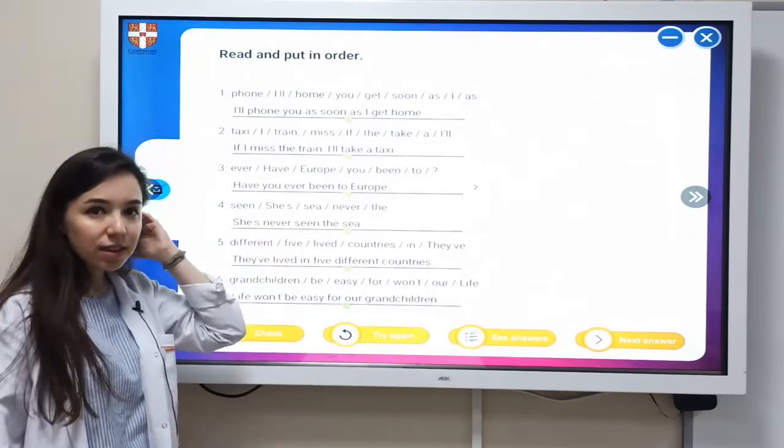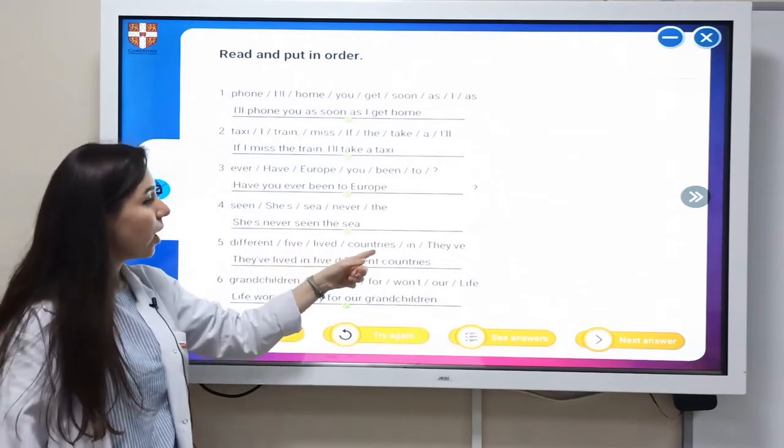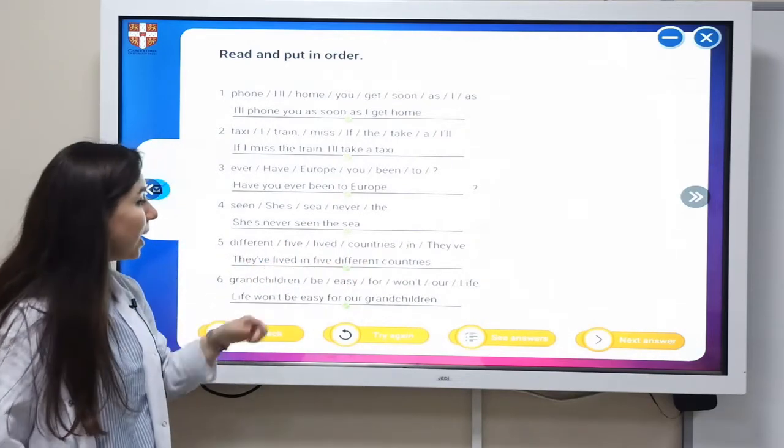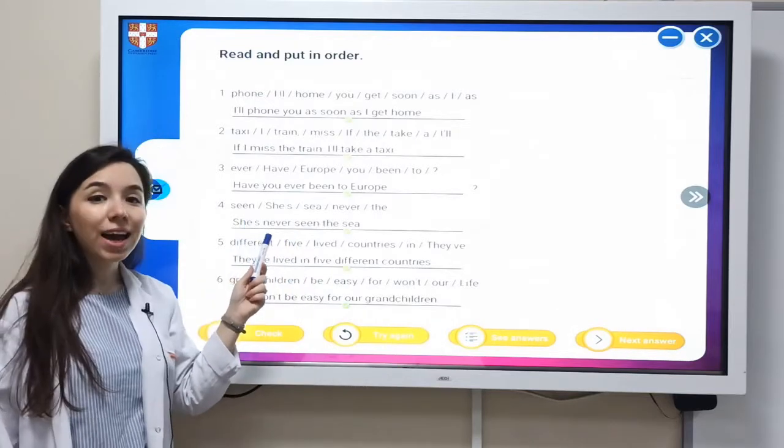She has never seen the sea. They have lived in 5 different countries. Here we use has. Why?